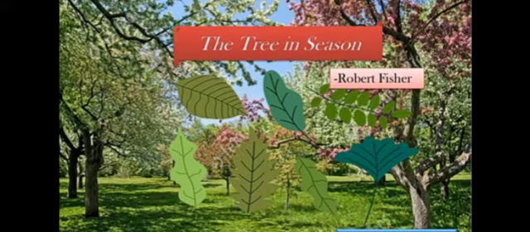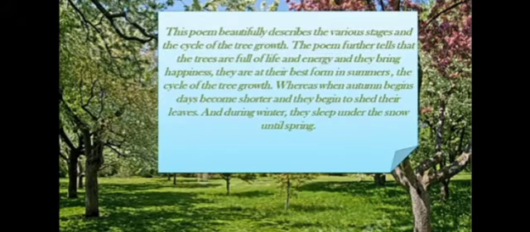So, students, in this poem, the poet tells us about the changes that go on in the life of trees in US. So, this poem beautifully describes the various stages and the cycle of the tree growth. The poem further tells that the trees are full of life and energy, and they bring happiness. They are at their best form in summer.